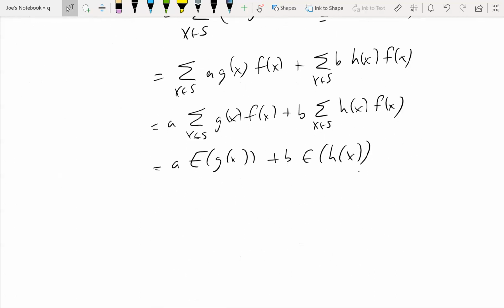All right, back up to variance. Another notation that's often used for variance is Var of x, just to give you another notation.